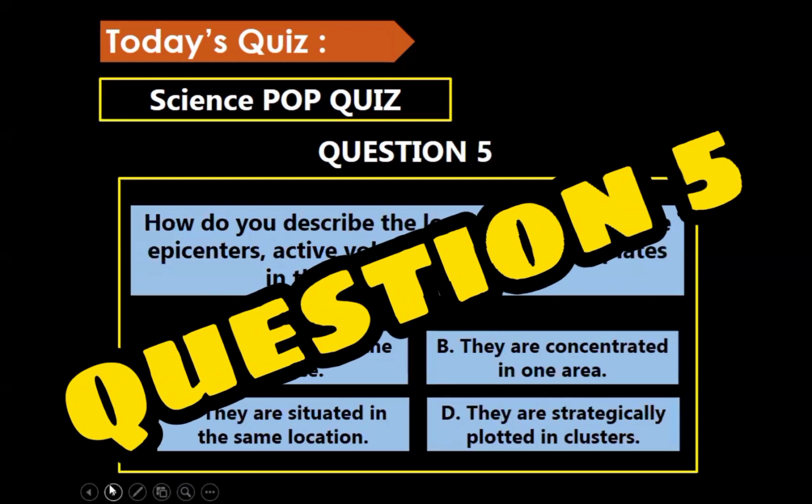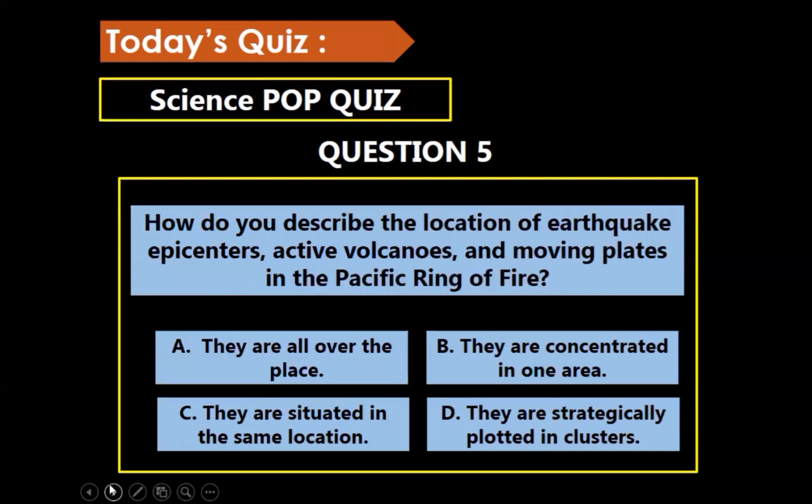Question number 5. How do you describe the location of earthquake epicenters, active volcanoes, and moving plates in the Pacific Ring of Fire? A. They are all over the place. B. They are concentrated in one area. C. They are situated in the same location. D. They are strategically plotted in cluster. The correct answer is letter C. They are situated in the same location.